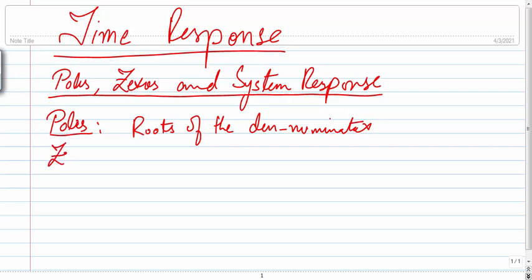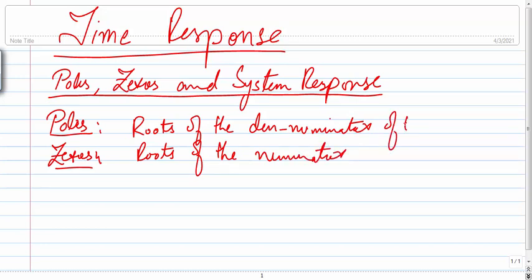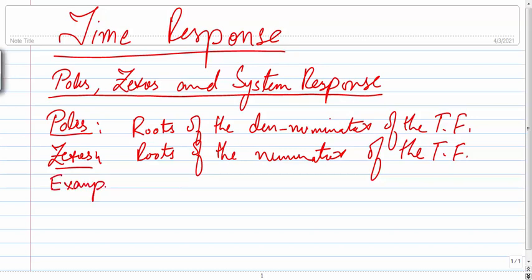Similarly, what are zeros? So zeros are the roots of the numerator of the transfer function. Okay. So if we have a transfer function, if we calculate the poles and zeros, let's do an example. So we consider an example of a first order system.